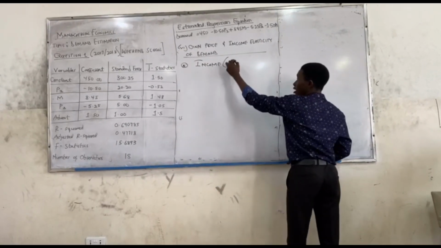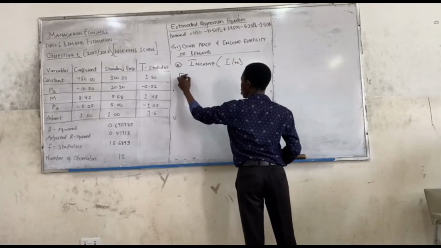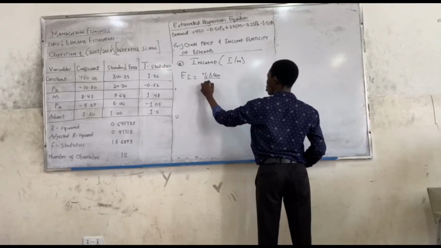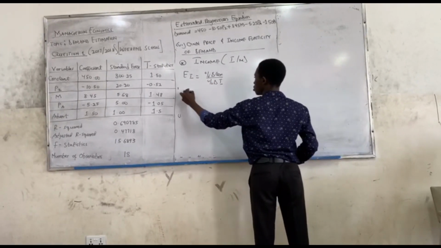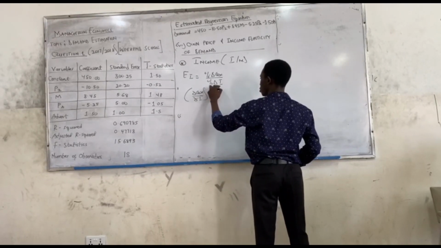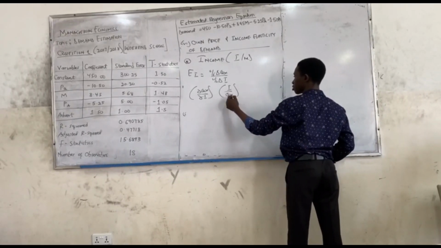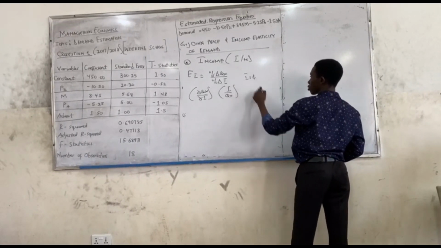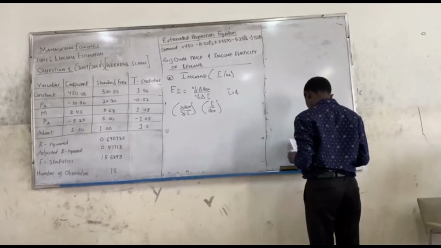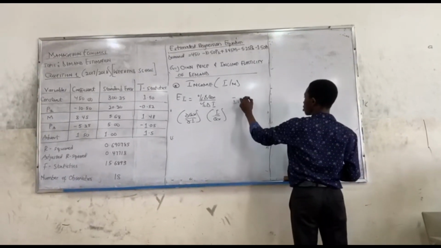Income is denoted by either a capital I or an N. This is the formula for income elasticity: the proportionate change in QS over the proportionate change in income. So you differentiate QS with respect to income. What's here comes down: income. What's here comes down: QS. So what is the income in the question? Income is 100.